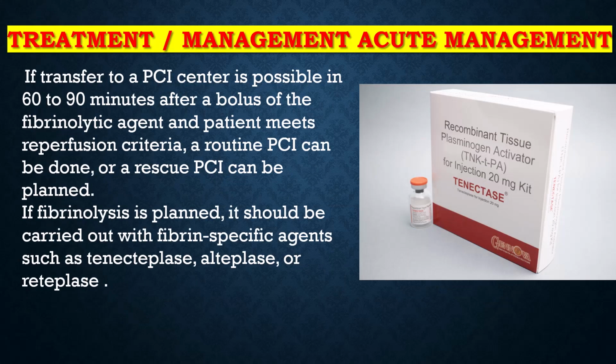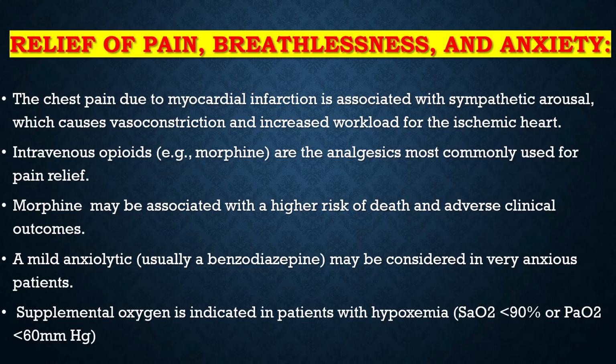If transfer to a PCI center is possible in 60 to 90 minutes after a bolus of fibrinolytic agent and the patient meets reperfusion criteria, a routine PCI can be done or rescue PCI can be planned. If fibrinolysis is planned, it should be carried out with fibrin-specific agents such as tenecteplase, alteplase, or reteplase.